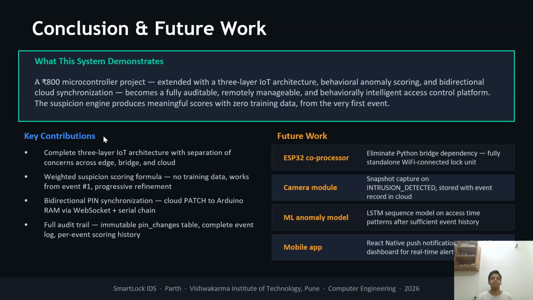For future work, the most impactful improvement would be replacing the Python bridge with an ESP32 coprocessor that makes the system fully standalone without needing any host computer. After that, adding a camera module to capture a snapshot of every intrusion detection would be a significant security upgrade. On the analytics side, once a device has accumulated enough access history, replacing the statistical scoring with an LSTM sequence model on access time patterns would improve accuracy.